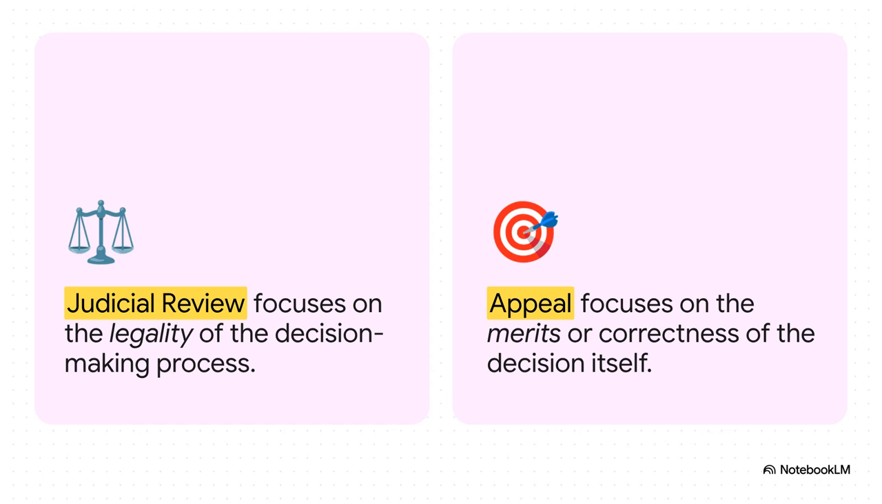An appeal is basically asking a higher body to look at the facts and decide if the right decision was made, on the merits. Judicial review, though, is totally different. It's all about the process. Did the government body follow the proper legal procedure? Did they act fairly? Did they stay within the powers they were actually given by law?